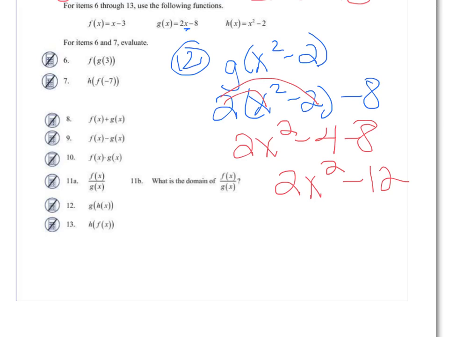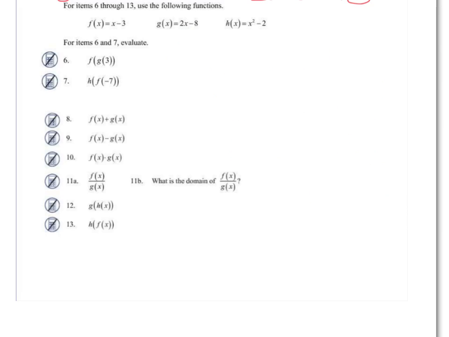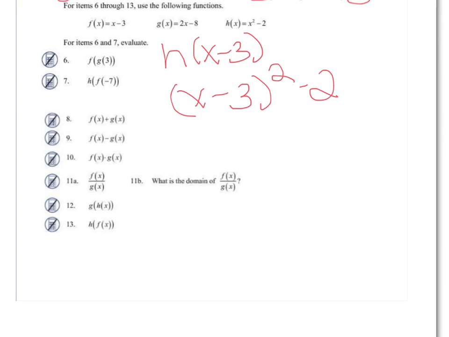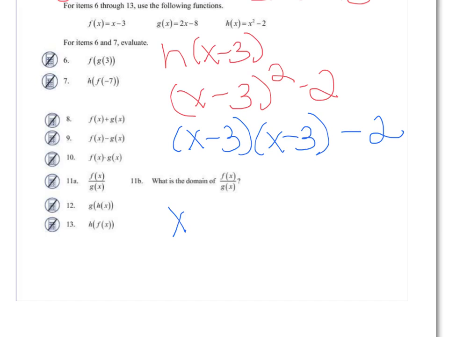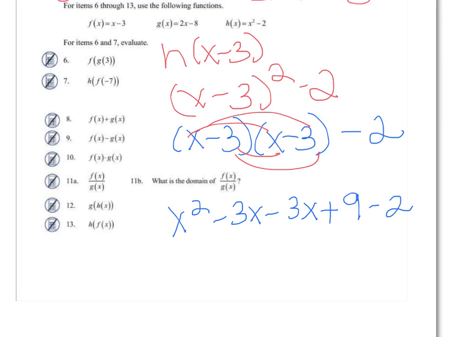And then lastly, for 13, h of f, so anywhere there is an x, I'm going to replace it with x minus 3, and now you have to be really careful. X minus 3 squared means x minus 3 times x minus 3. And we have to multiply those together. FOIL, box method, distribute, and then combine our like terms, so we get x squared minus 6x plus 7.